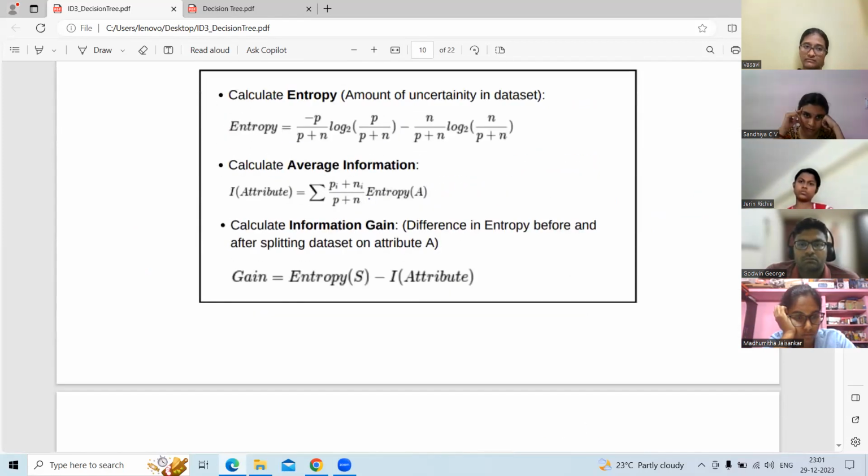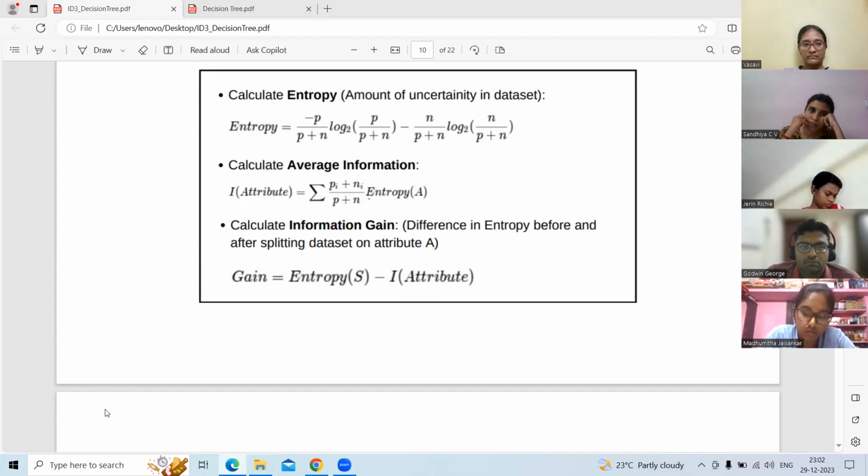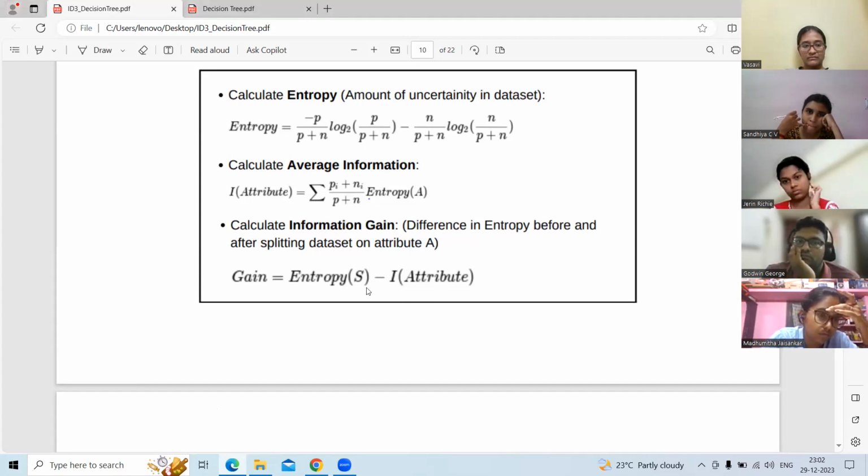Sirisha, can you just go back? So this, folks, the average information, don't be stumped by it. That's basically the example that we were discussing, the one that Madhumita had answered. This is precisely that. We had the 10 by 16 and then 6 by 16, and then we multiplied it by the entropy. So that's basically the average information that you are seeing on the screen. Sirisha, go ahead.